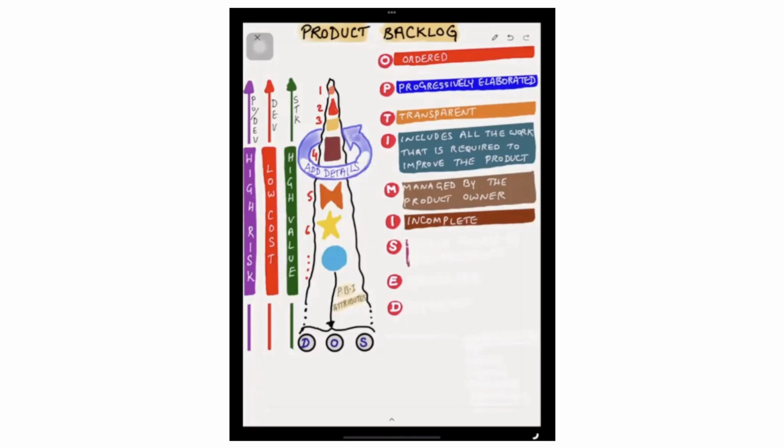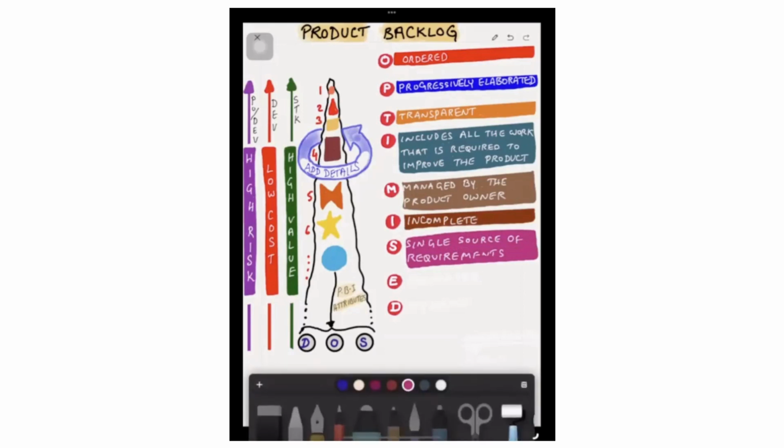And product backlog is the single source of requirement for the Scrum team. There may be multiple people giving the requirements, but the product owner will put them into one container called product backlog and keep on prioritizing based on these things. E stands for estimated. Product backlog items are estimated. The developers will estimate the product backlog items.